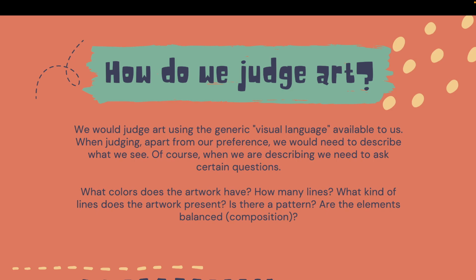Is there a pattern? What kind of patterns? Is it a series of circles, a series of lines still, a series of colors that create a motif? Are the elements balanced in the composition? Is there a tree on the opposite end? Does it have an imbalanced composition? Is it following the rule of thirds, for example, especially for photographs? And so we have those certain questions, especially when we're judging art.